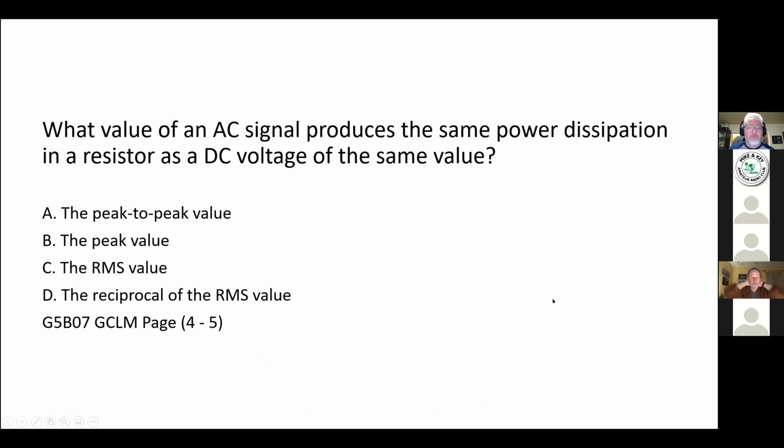What value of an AC signal produces the same power dissipation in a resistor as a DC voltage of the same value? A, the peak-to-peak value. B, the peak value. C, the RMS value. Or D, the reciprocal of the RMS value. Charlie, it's the RMS value. It's root mean squared. It's a very big mathematical calculation, but just remember RMS. The 110 volts we have in our wall outlets, that's RMS.